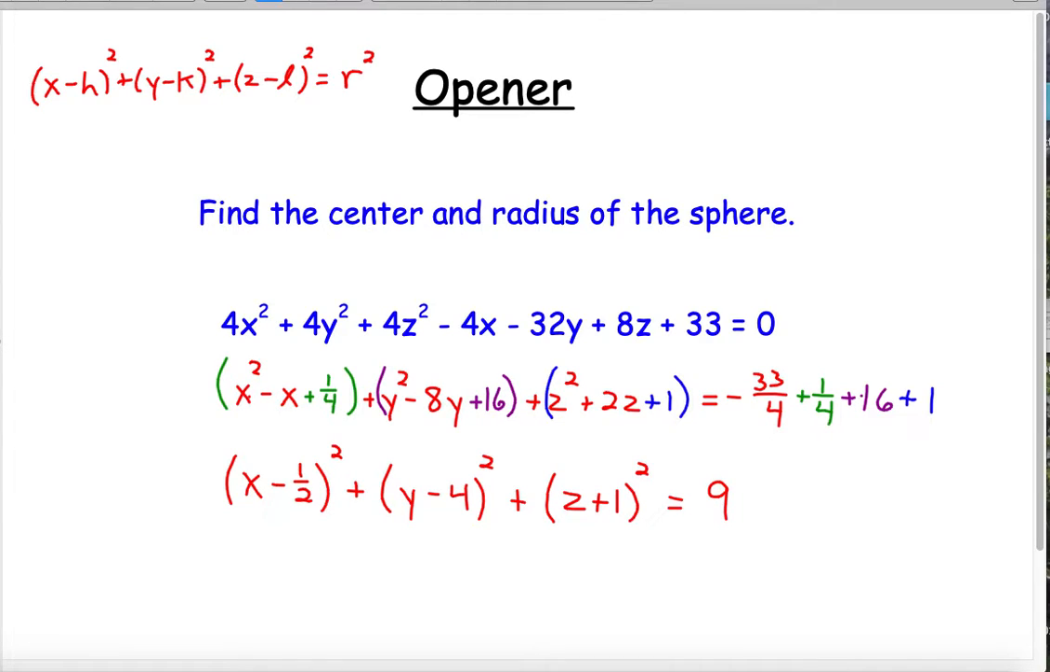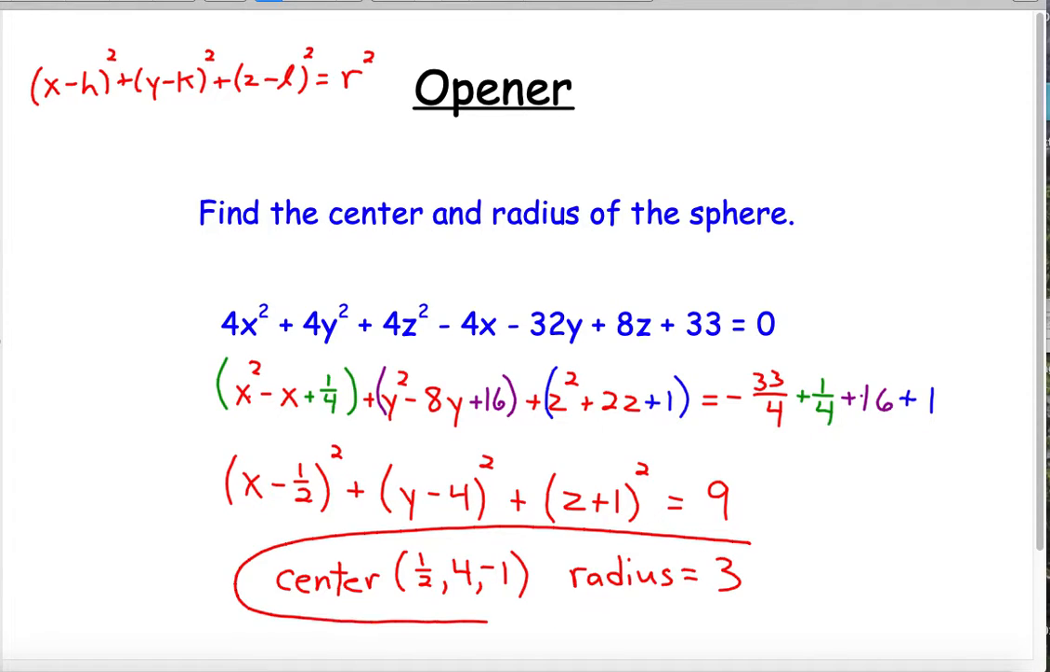And there we go. So the center is going to be the point positive 1/2, positive 4, negative 1. And the radius, well, the radius squared is 9, so the radius of this sphere will be the square root of 9, which is 3. And that's it. So the center, picture this in 3D. The center is at positive 1/2, positive 4, negative 1, with a radius of 3.